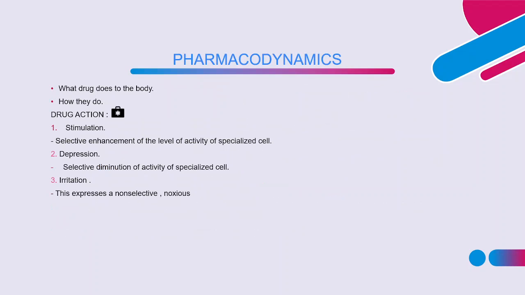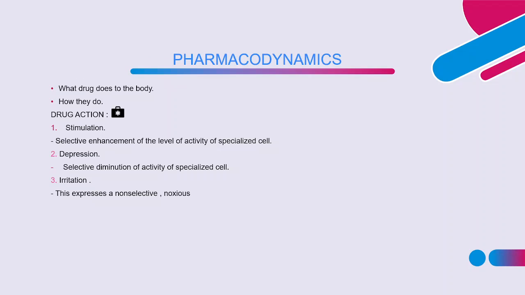Now, pharmacodynamics. Whenever a drug does something to the body, we call it pharmacodynamics. Whenever a drug is taken, it shows some effects inside the body. It can be anything, but majorly it either stimulates, or it depresses, or it produces some irritation. Stimulation means a selective enhancement of the level of activity of a specialized cell or a specialized tissue.